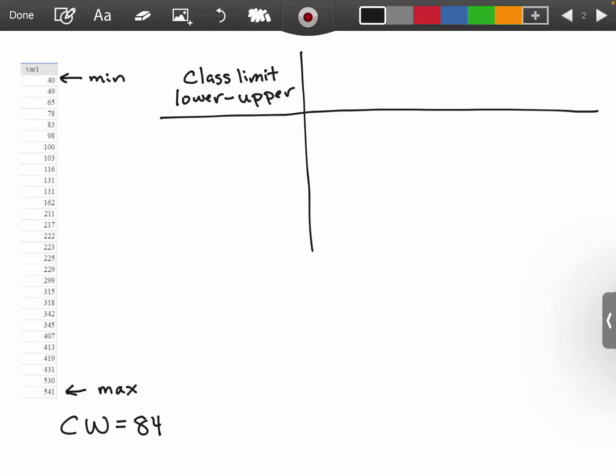Okay, so our first group is going to start at 40, because that's the minimum in our sample. Our next group, you're just going to take the 40 and add 84 to that. So 40 plus 84 is 124. Add another 84, and you get 208. Let me double check myself here.